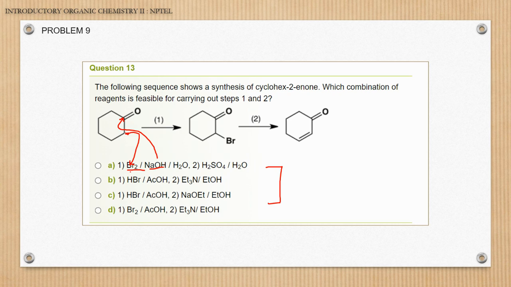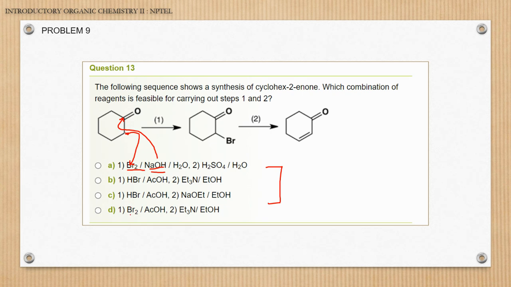So that is why a strong basic condition is not employed in these kinds of systems. If you treat this compound with bromine, NaOH, water, you will find that NaOH is doing many side reactions. So that is why it is not a suitable condition for this particular transformation.